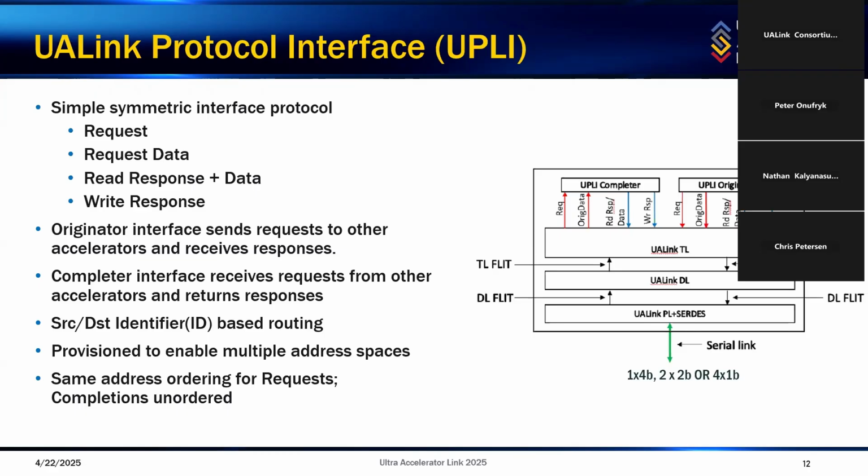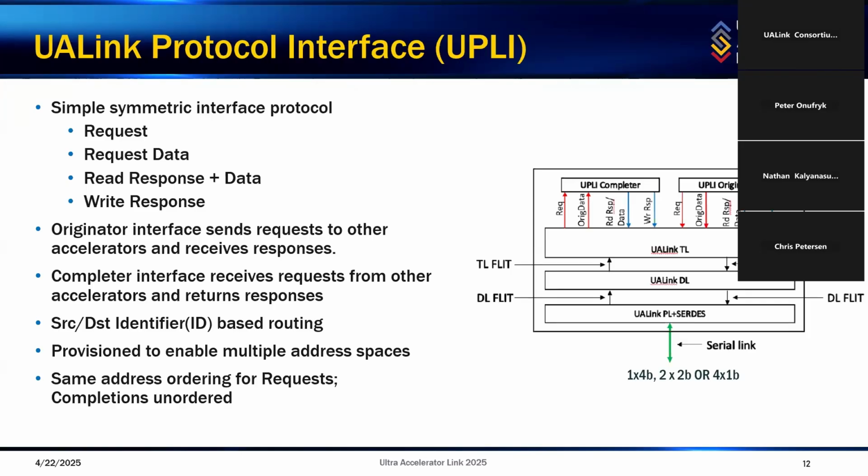Originator interface is an initiator of requests. Now, when implemented on an accelerator, this interface is used in the outbound direction to send requests to other accelerators, and responses returned from the remote accelerator are processed through the same interface. The completer interface is a responder interface. When implemented on an accelerator, this interface is used in the inbound direction. Requests from the remote accelerators targeting local memory are processed through this interface. Their responses returned from the local accelerator are processed through the same completer interface and sent back to the accelerator which initiated the request.